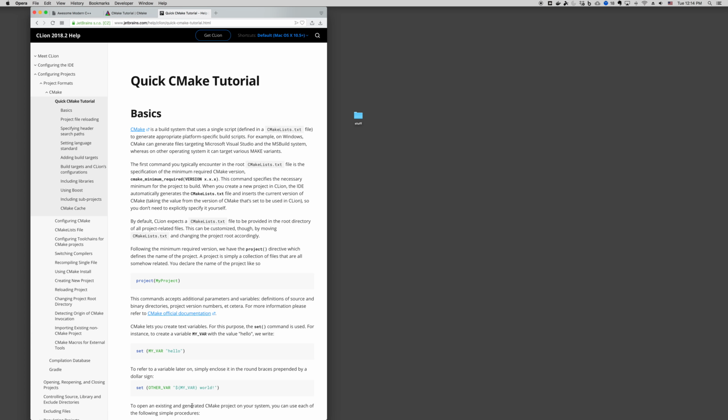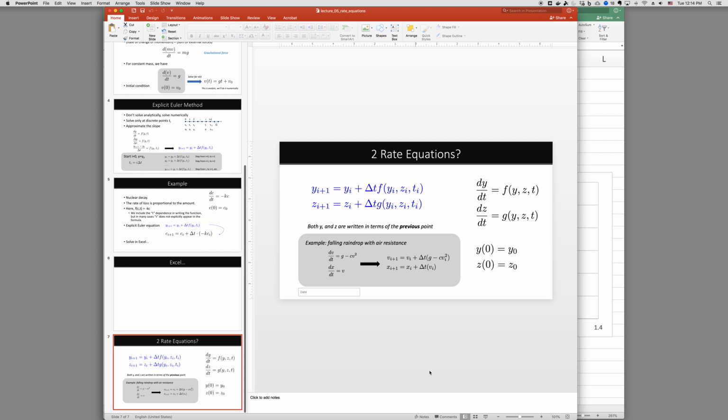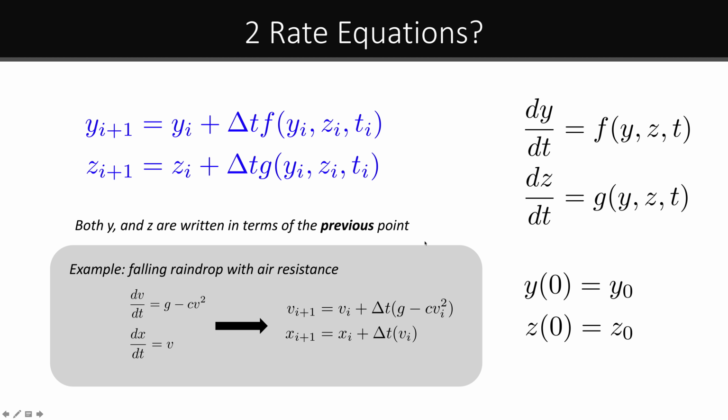Let's see what happens if we add an extra equation. So explicit Euler method can be applied to multiple rate equations. In this case, we have two functions we're solving with two rate equations, y and z. dy/dt equals f of y, z, and t, and dz/dt is g of y, z, and t. So in general, each of these rates can depend on all of the variables. It doesn't mean they have to, but they can, and we write it that way.